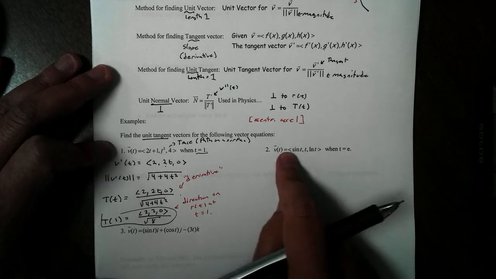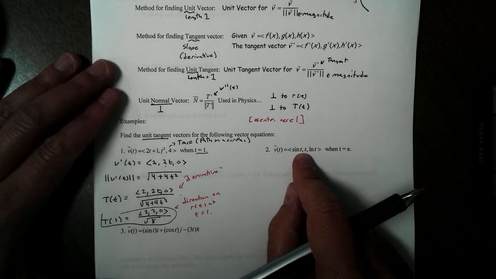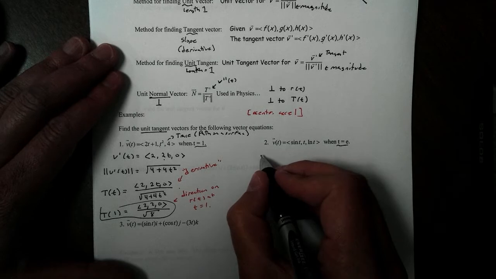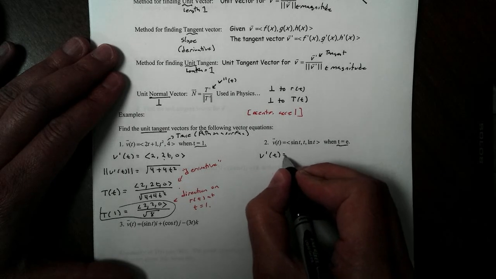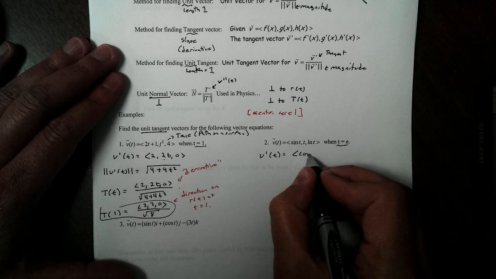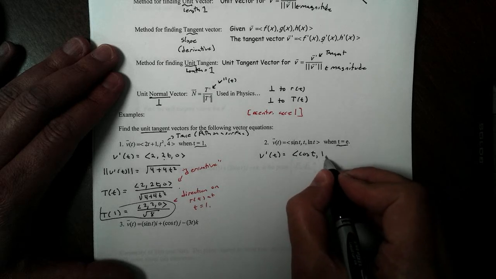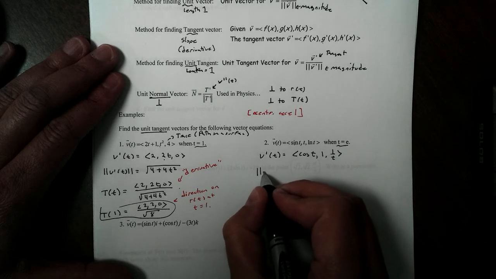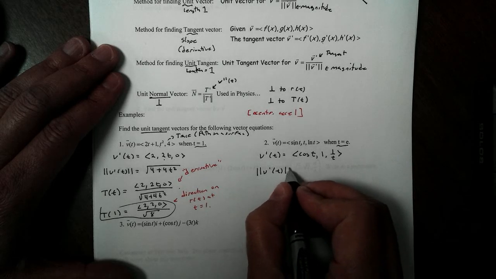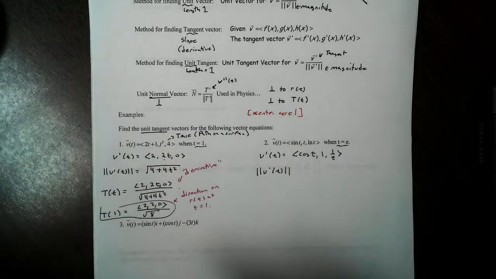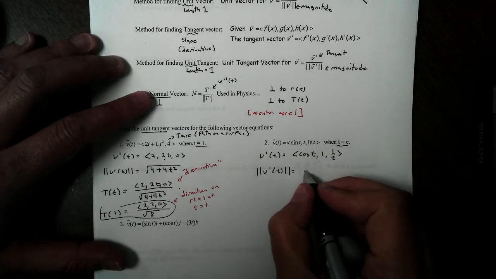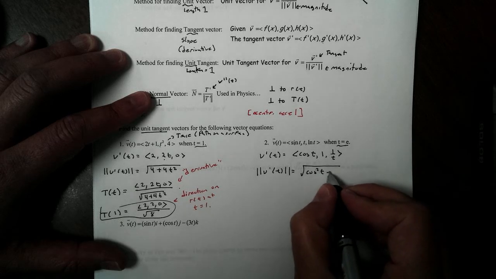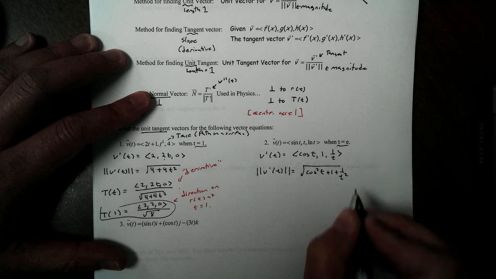Same idea. This time we have sine t, natural log of t, and we want to find when t equals e. So we are going to take our derivative, and that becomes cosine t. The derivative of t is 1. Natural log, of course, is 1 over t. Finding the magnitude, you can plug in e right away and get your magnitude that way, but the math is kind of fun for us.